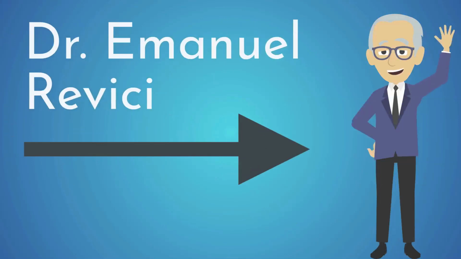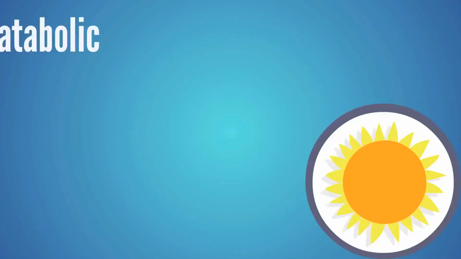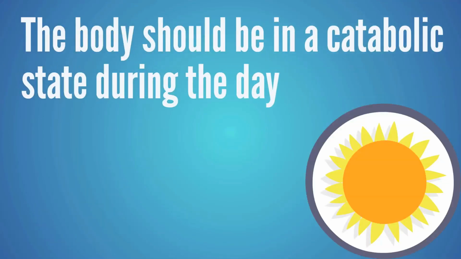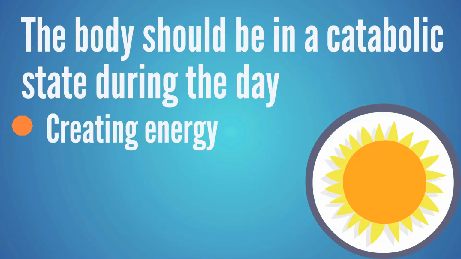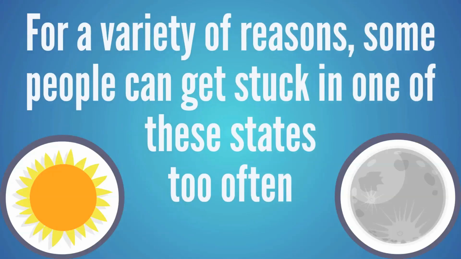Why is this happening? So Dr. Emmanuel Revisi helped us understand that the body has a natural circadian rhythm at the cellular level. During the day, the body should be in a more catabolic state where the body is very good at making energy and kind of keeping us going all day. And then at night, we should move into an anabolic state where the body is very good at resting and repairing. The problem is, some people can get stuck in one of these states most of the time, and they're not moving back and forth between day and night like they should. And when they get stuck in one of these states, it can create a lot of problems.